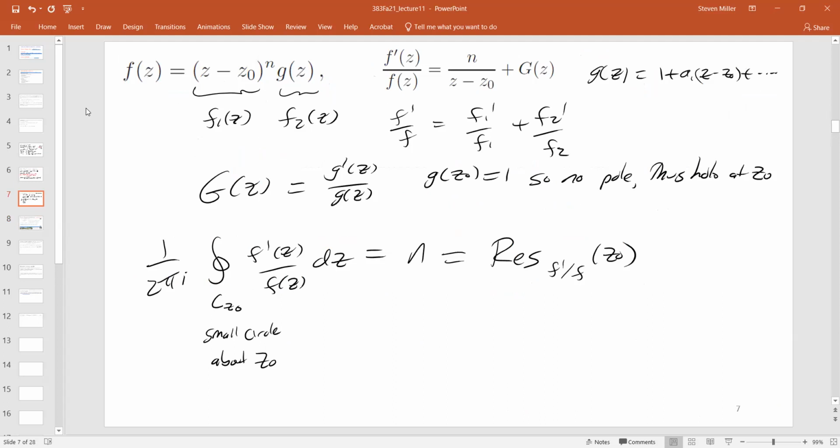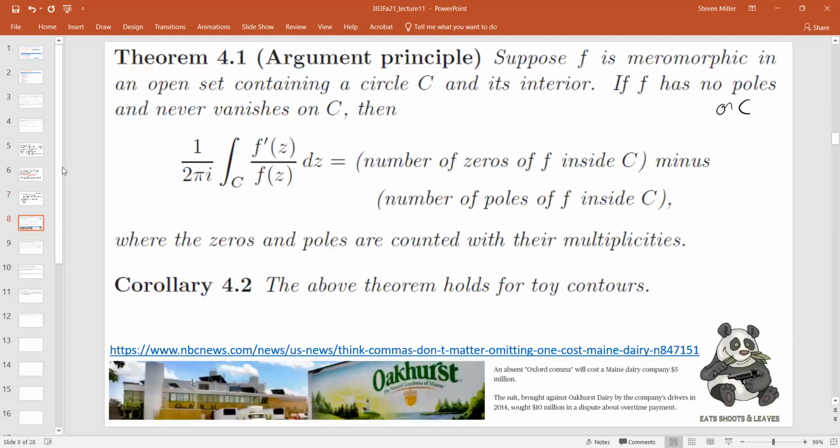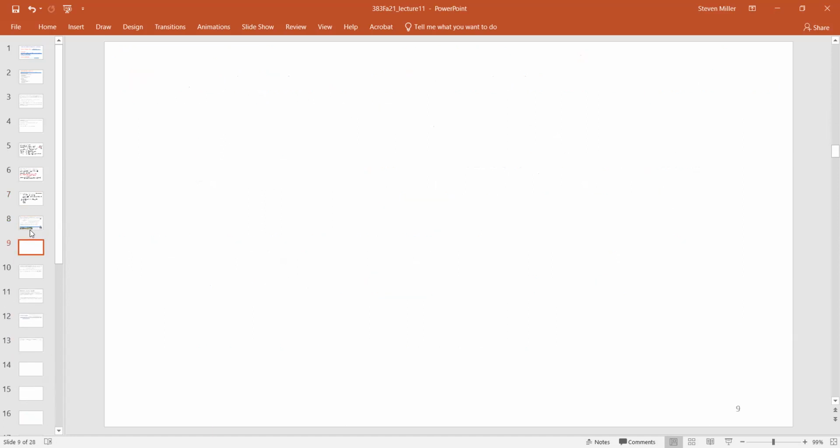So over here, we just showed if we integrated f prime over f, we get n. So if there's a 0 of order n at z naught, we get a contribution of n. If there is a pole, so n would be negative, and the pole is of order negative n, we would then get a contribution of n. And so the proof is essentially just using that argument principle.